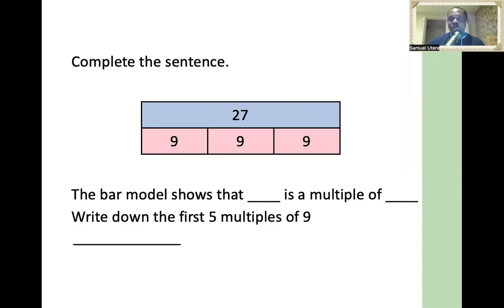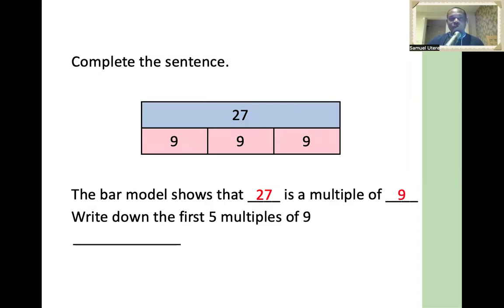Can you complete this sentence? Pause, have a think, and see whether you can complete this sentence. All right. Of course, we can say 27 is in the 9 times table. So 27 is a multiple of 9.